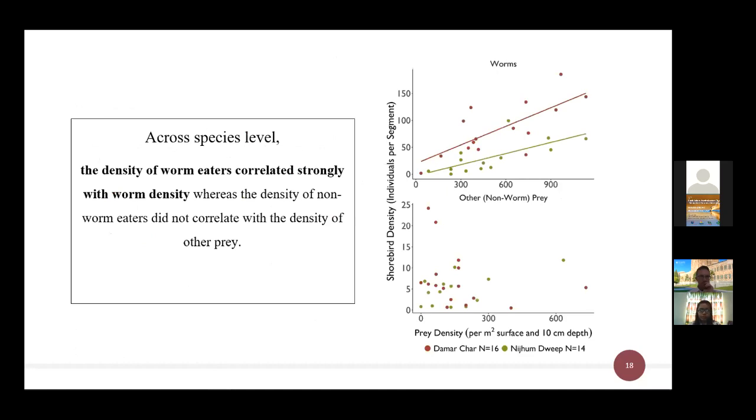Across species level, we found the density of worm eaters correlated strongly with the worm density, whereas the density of non-worm eaters did not correlate with the density of other prey species.